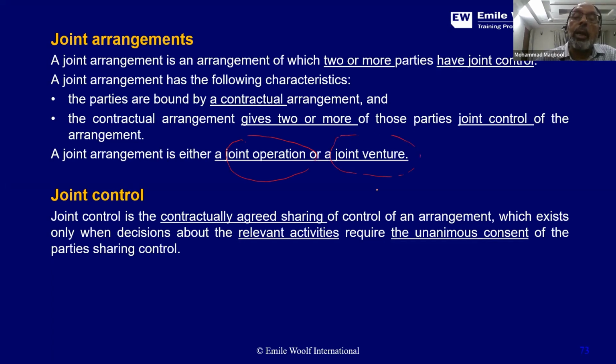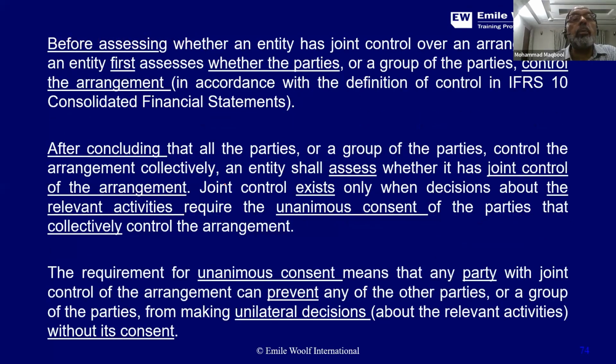The only difference is net assets and assets and liabilities. Joint control, we already said, is unanimous consent through contractually agreed terms. Before assessing whether it is a joint arrangement or not, the entity first assesses whether the parties or a group of parties control the arrangement. We are not using joint control yet. Control the arrangement, 4 of them, 100%.